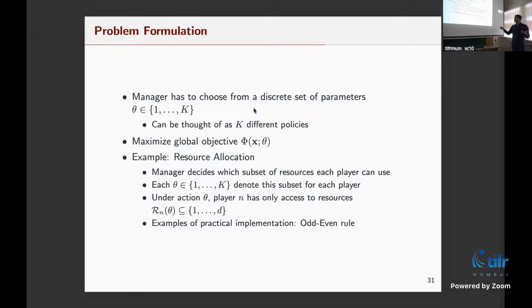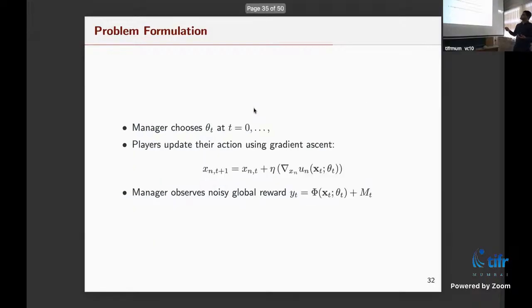A real life example of this would be the odd-even rule, where odd numbered cars are allowed to use only the odd resources and the even numbered cars are allowed to use the even resources, for example. So that's the resource allocation setup. The manager chooses theta t, and the players update their action using gradient descent. Here I am making two modifications from the previous algorithm. The step size is fixed just for simplicity, and I have removed the noise from this part. On the other hand, I have added noise in the global reward that the manager observes. So the manager is observing some noisy version of the global reward at each time step.